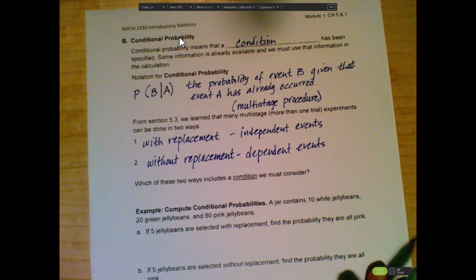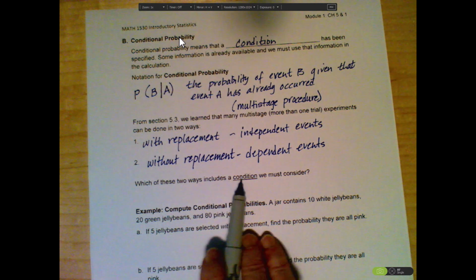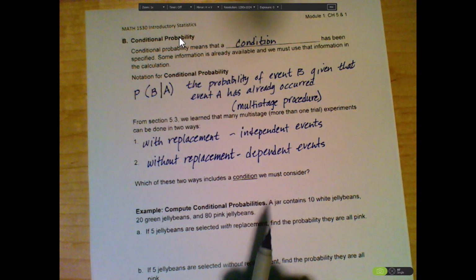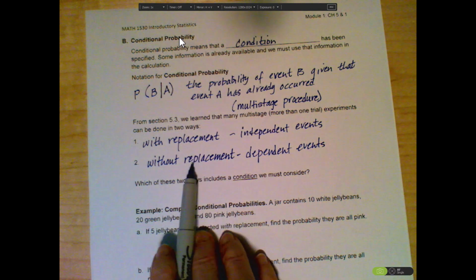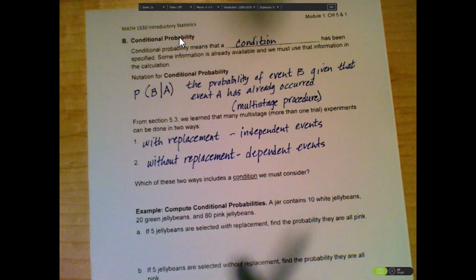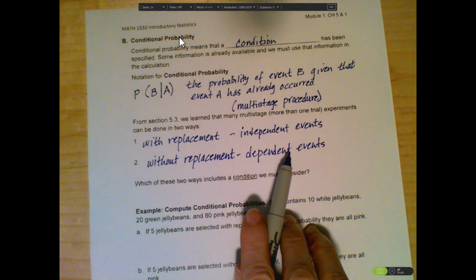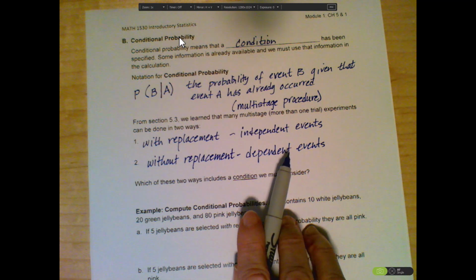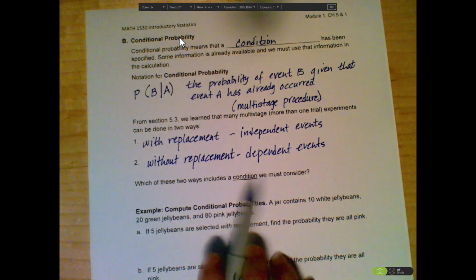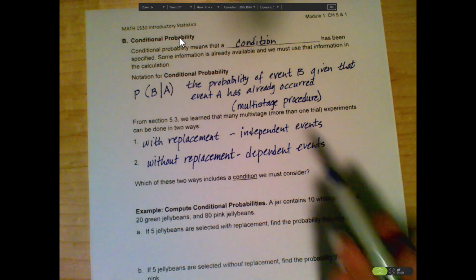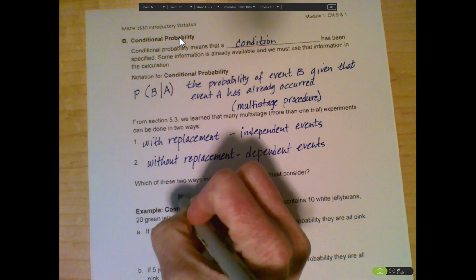Okay. So which of these two ways includes a condition we must consider? Do you think it's with replacement or without replacement? Obviously, it's without replacement. We have to think about, okay, we took one of the balls out of the urn, so we've got to consider that condition. But if you keep putting it back, you don't have to think about anything, right? So without replacement.